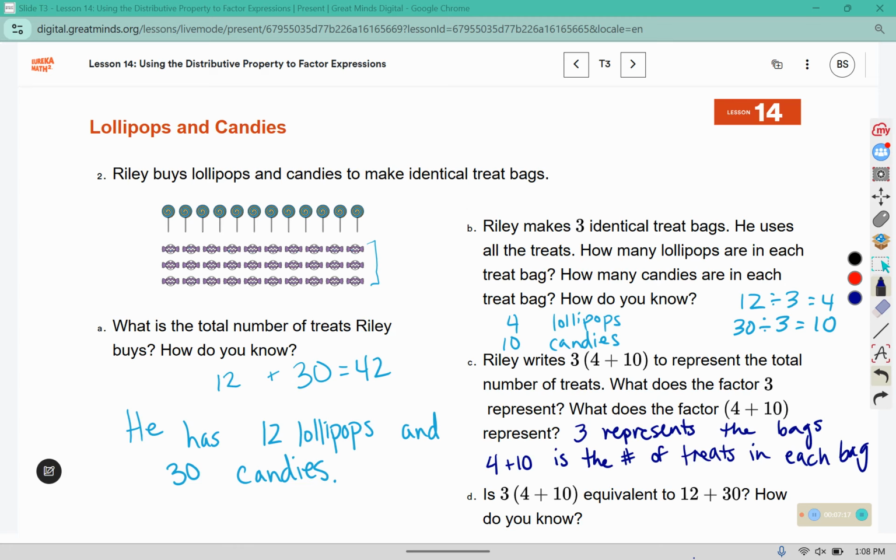Is 3 times the sum of 4 plus 10 equivalent to 12 plus 30? How do you know? Well, using the distributive property, we would do 3 times 4 plus 3 times 10, which is 12 plus 30. So are they equivalent? Yes. And the way we know is by using the distributive property.